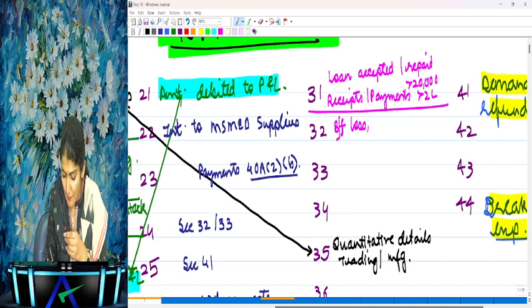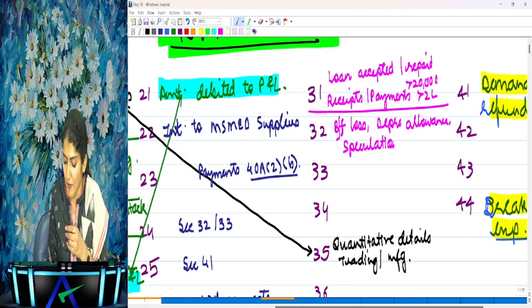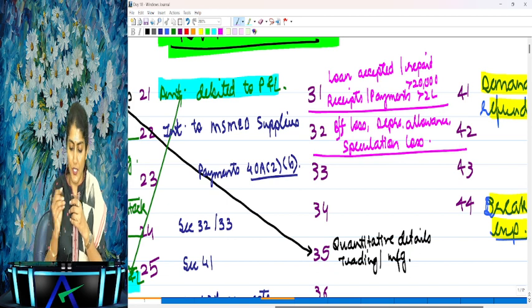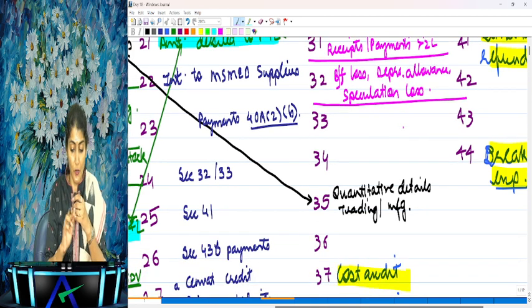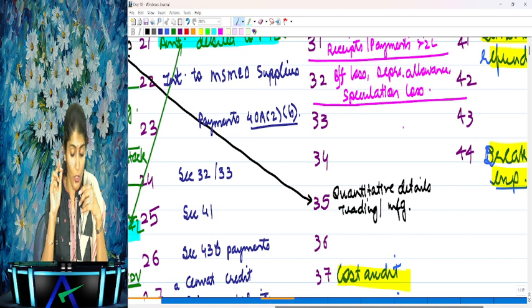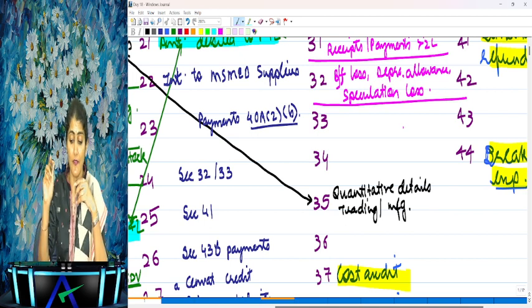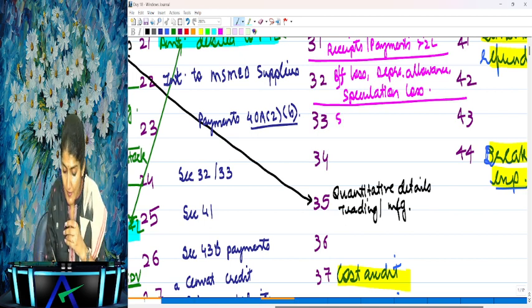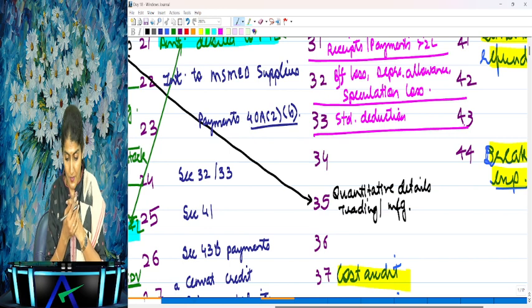It is regarding the brought forward loss, the depreciation allowance, and also regarding the speculation loss, right? So again, for speculation loss, we will see a question over there. So brought forward loss, depreciation allowance, and the speculation loss. That is 32. 33 is your standard deductions under section 80, chapter 10, and all these standard deductions, right?